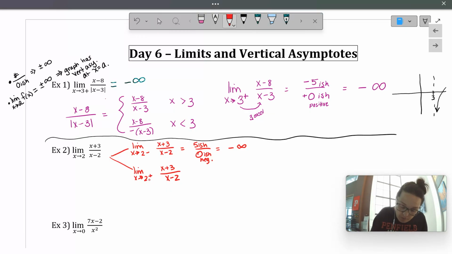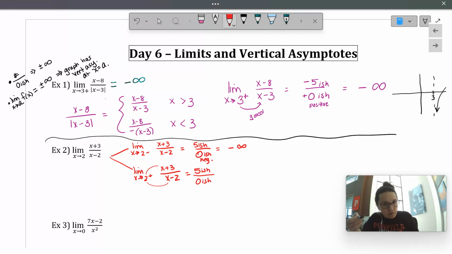And as I approach 2 from the right, 2 plus 3 is still 5. 2 minus 2 is still going to 0, but this time I'm slightly bigger than 2. Slightly bigger than 2 minus 2 is going to give me a positive number. 5-ish divided by positive 0-ish is positive infinity. So from the left of 2, I go to negative infinity. From the right of 2, I go to positive infinity.